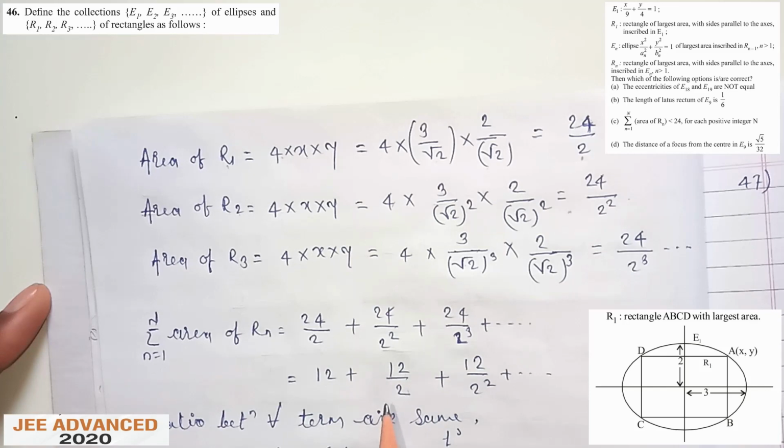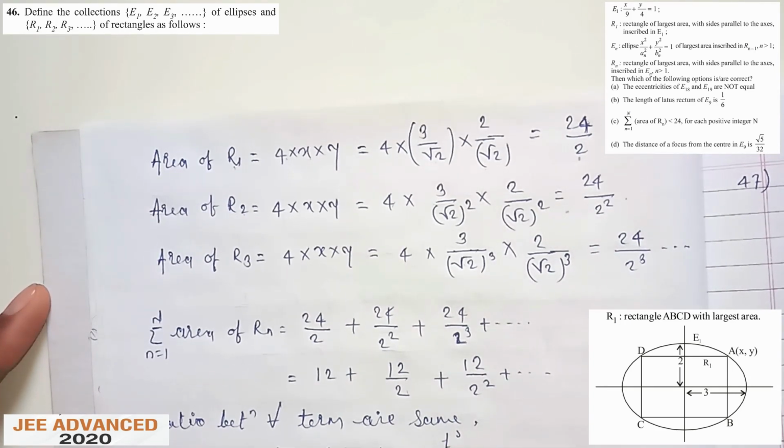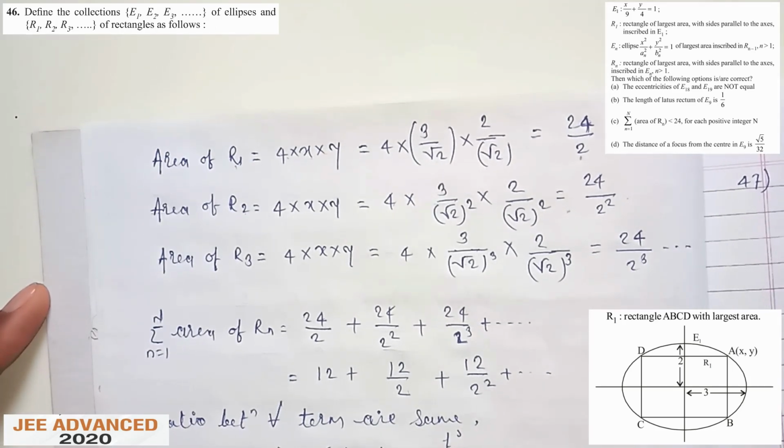So this is a geometric progression between all these terms. In a geometric progression, the ratio between the first term, second term and third term remains the same. When the ratio remains the same, we say that a geometric progression exists. And when the difference remains the same, we say that there is an arithmetic progression. So here we apply geometric progression.